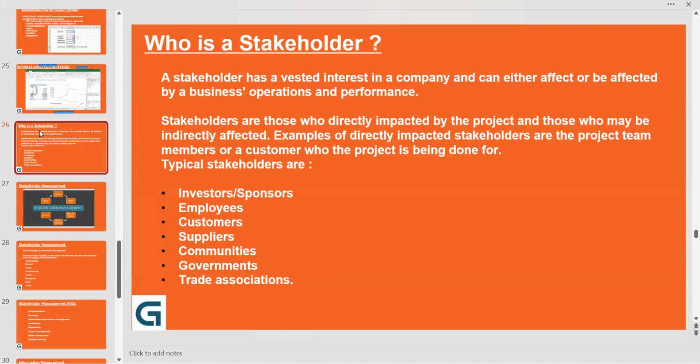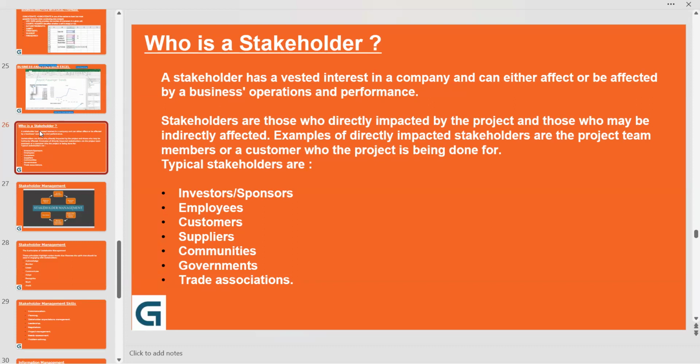So, the first line itself has a very explanatory understanding: a stakeholder has a vested interest in a company and can either affect or be affected by a business's operations and performance. That means any person, institute, government, or group of people who have interest in your company along with your projects, they are your stakeholders. Okay, so we have examples of stakeholders.